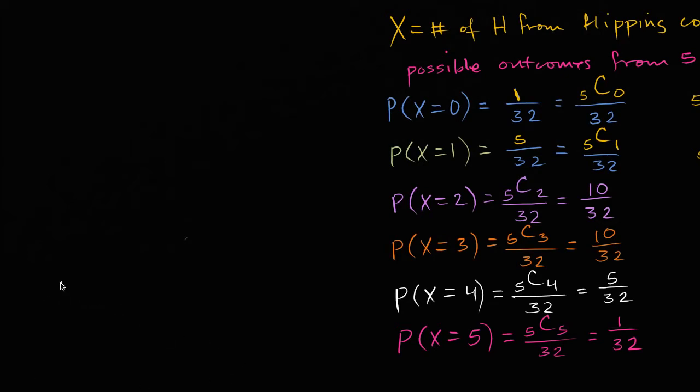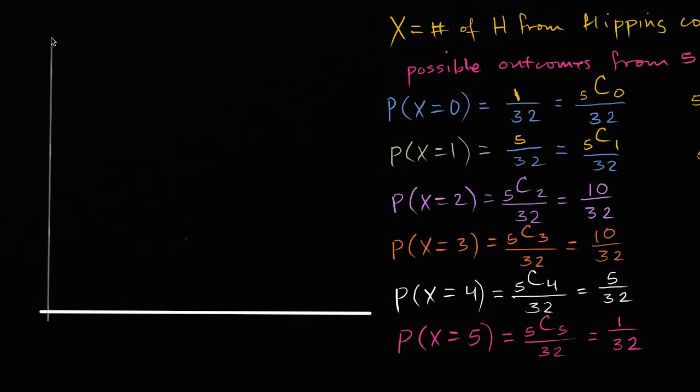All right, so on one axis, I'm going to put all of the different outcomes. That looks like a pretty straight line. And then on this axis, I'm going to plot the probabilities. And that looks like a pretty straight line.